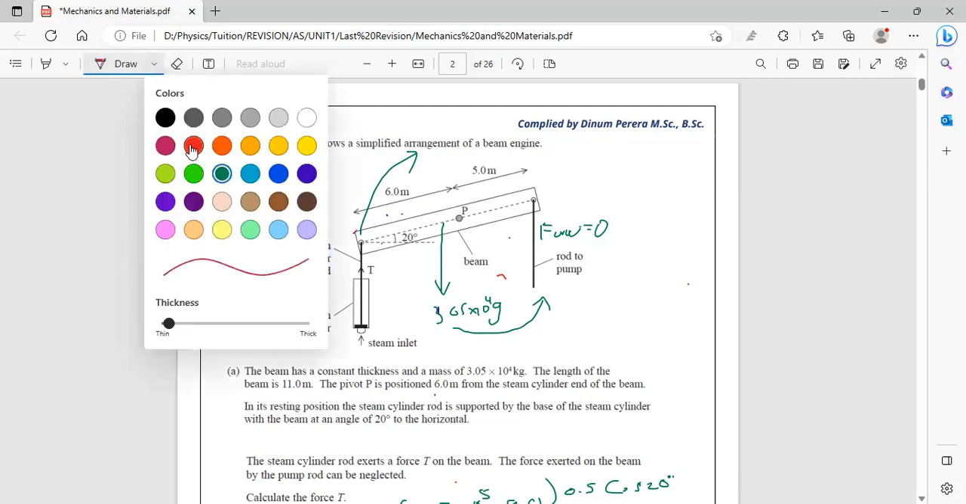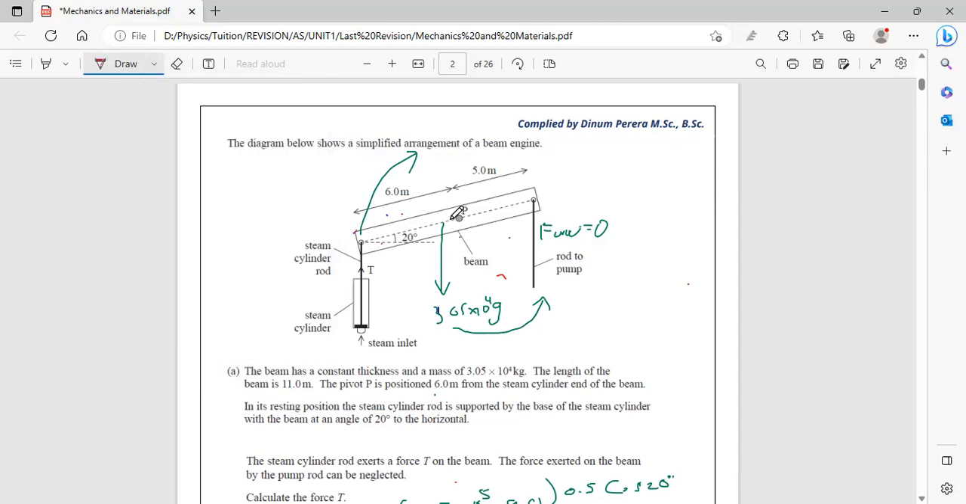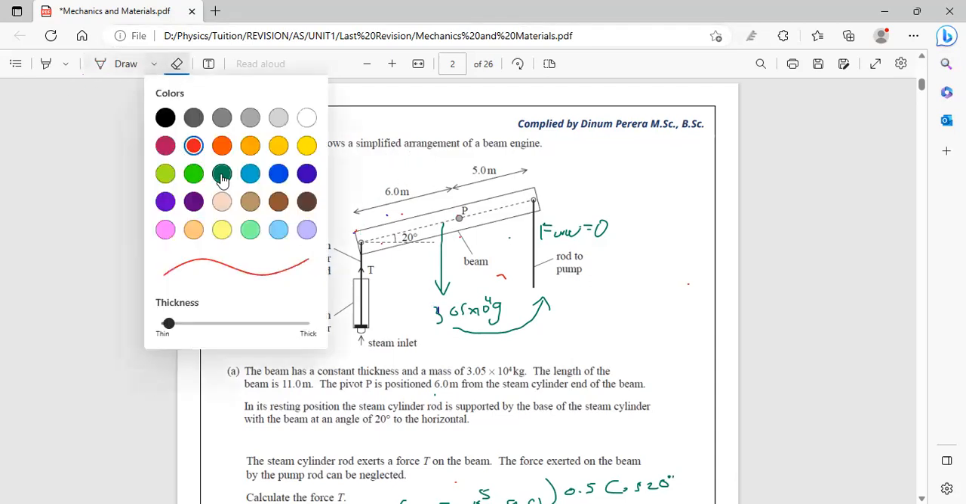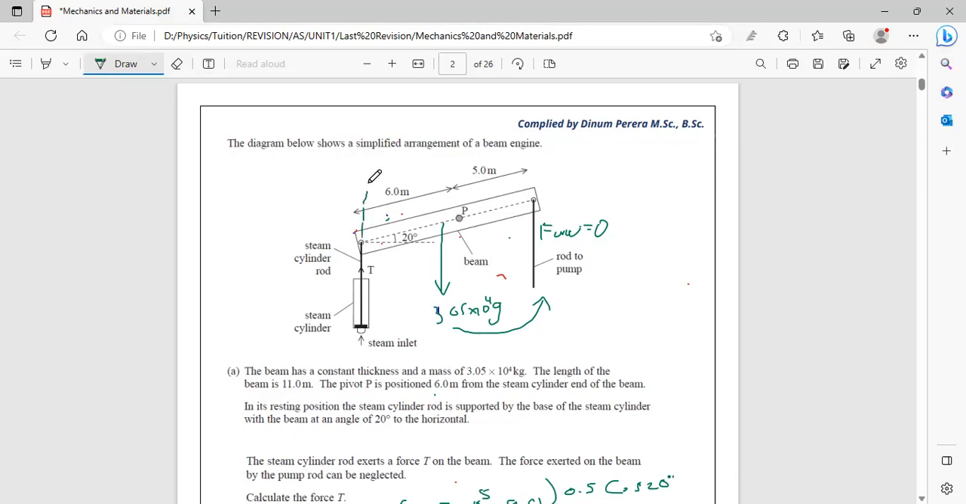Let's see how we can find the distances from pivot to T. Right. So let's draw the line of action of T. This is the line of action of T. And now let's draw a normal from P to line of action, because we need to take the perpendicular distance from pivot to the line of action of the force, right?